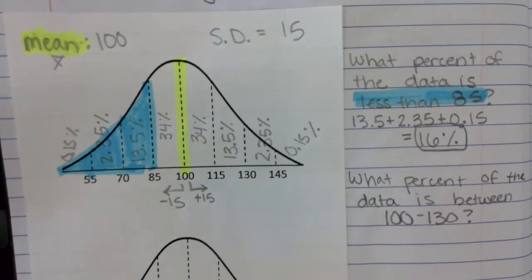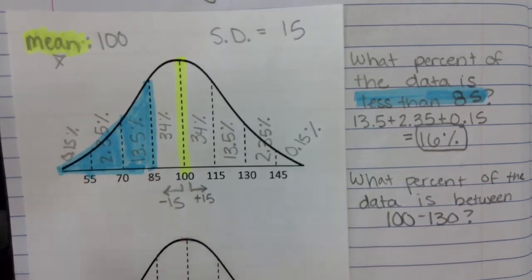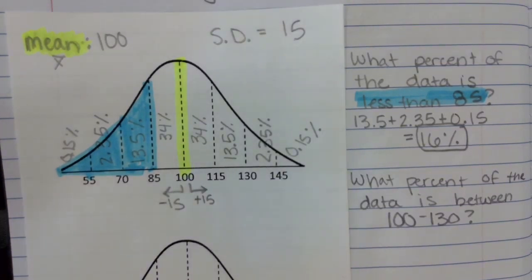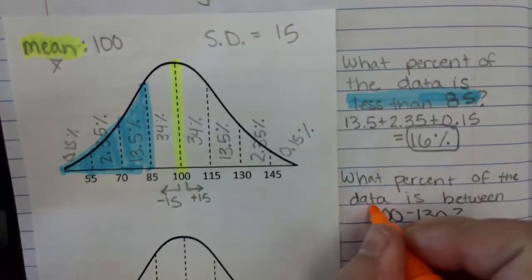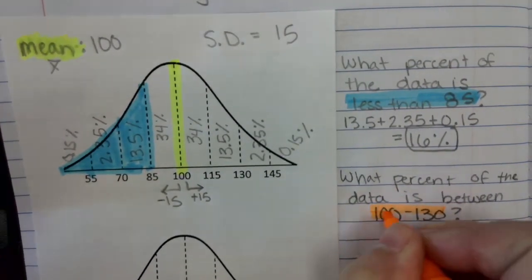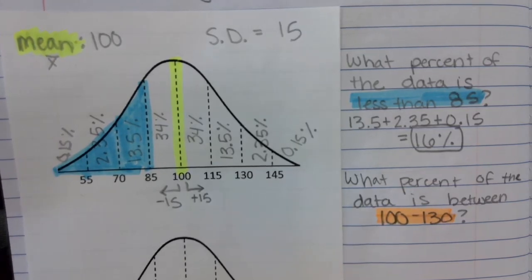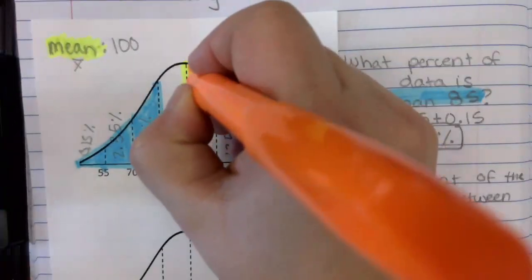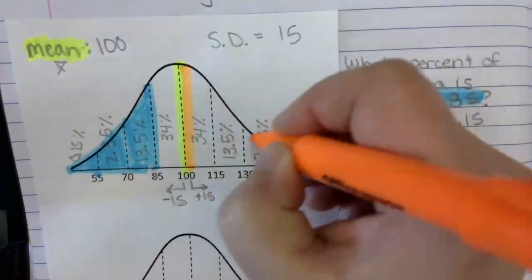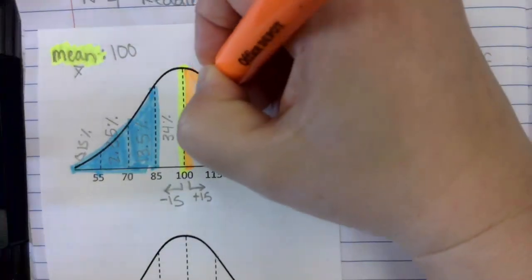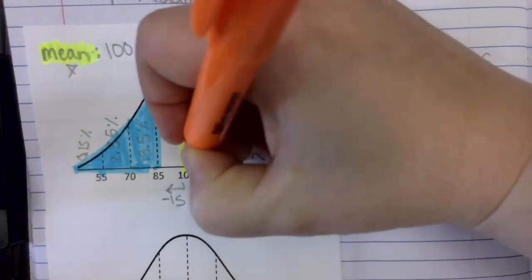Okay, so what percent of the data is between 100 and 130? I'm going to use orange this time, but you can switch up your color. So I want to start at 100, and I want to go to 130. So I'm starting at that 100, and I'm going to go all the way up to 130. And I want to know between that amount.